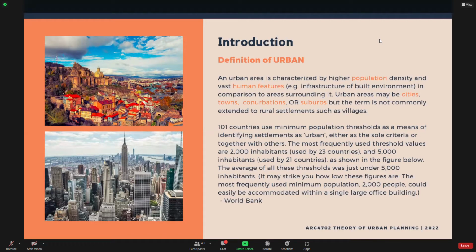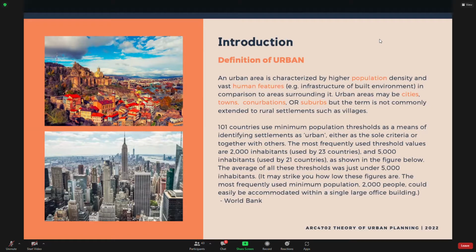So the most frequently used threshold value is 2,000 inhabitants. Meaning that if the population is 2,000, just imagine 2,000 people, it is considered already as an urban area. That is used by 23 countries. So in 23 countries in the world, the threshold for the population is 2,000, meaning that if more than 2,000, then it is an urban area. And 21 countries use a 5,000 threshold.